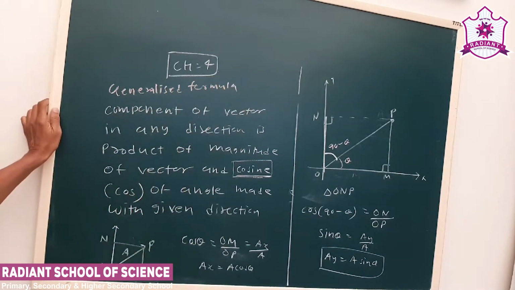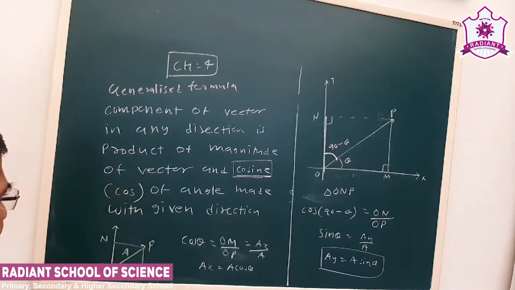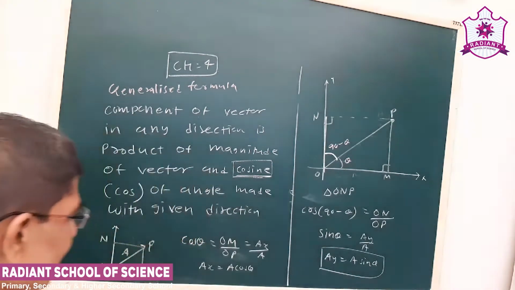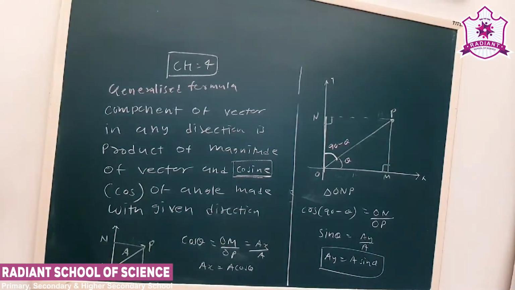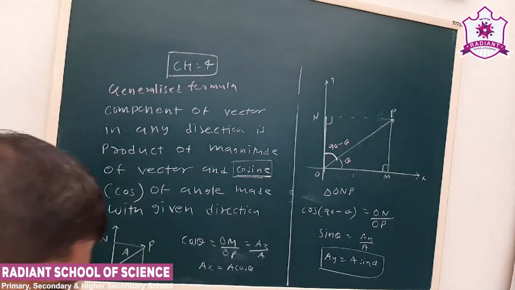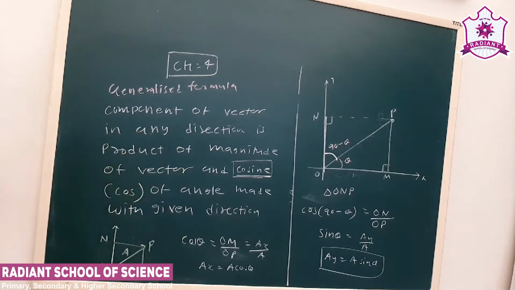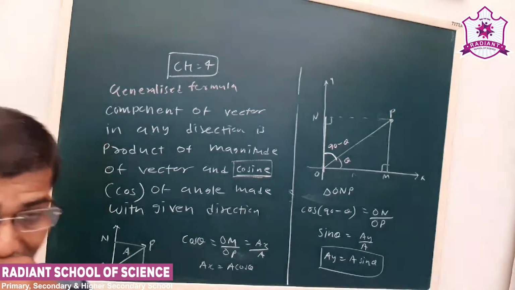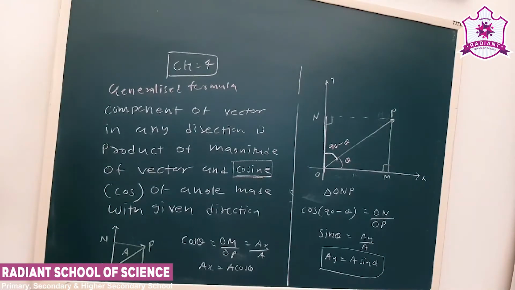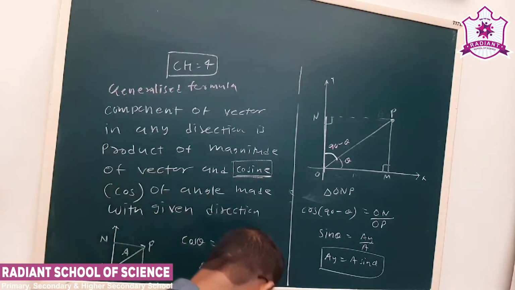Okay, the component of a vector in any direction is equal to the product of the magnitude of the vector and the cosine of the angle made with the given direction. So once you remember this, it will be very easy for you to divide a vector into components. Why? Because right now x and y are mentioned, but many times they will not be given. Here the angle is given with the x-axis, and many times the angle with the y-axis may not be given. So in that case it will be easy.